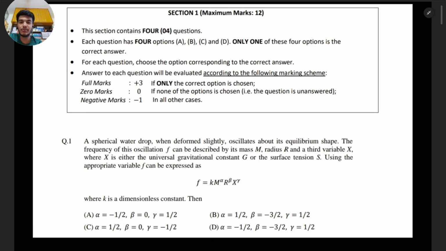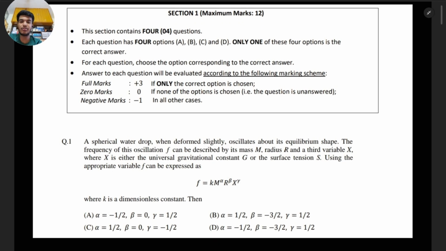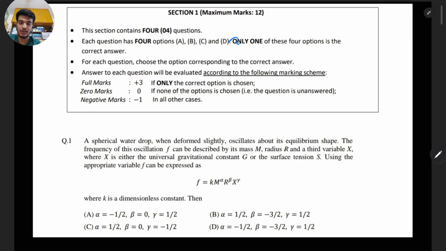Now let us start with the first section, which has the instruction of having only single correct options for each and every question, and the marking scheme is +3, -1, as you all know, and for not attempting it's 0.